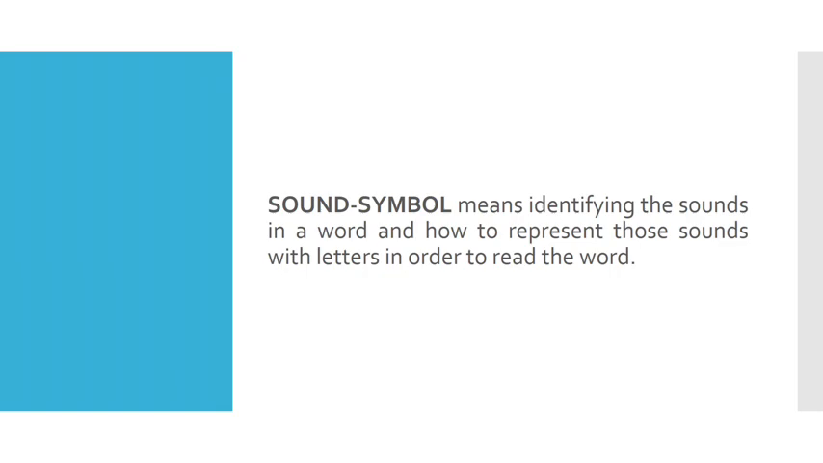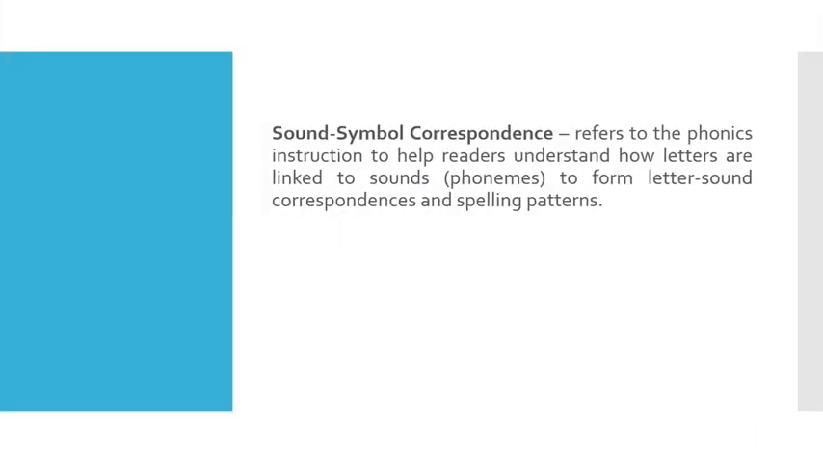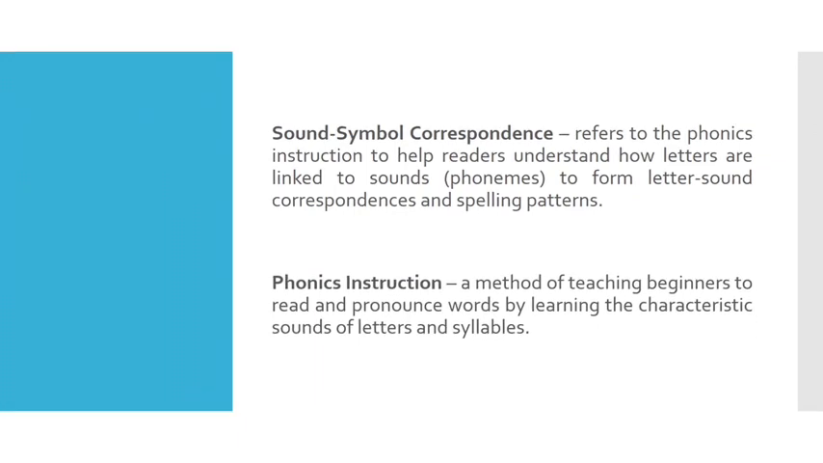And we also have here a clearer definition of our discussion. Sound symbol correspondence refers to the phonics instruction to help readers understand how letters are linked to sounds or phonemes to form letter sound correspondences and spelling patterns. So, by the way, phonics instruction is a method of teaching beginners to read and pronounce words by learning the characteristic sounds of letters and syllables. And later we will be focusing on the vowel rules or principles and accent generalizations, which are important here.